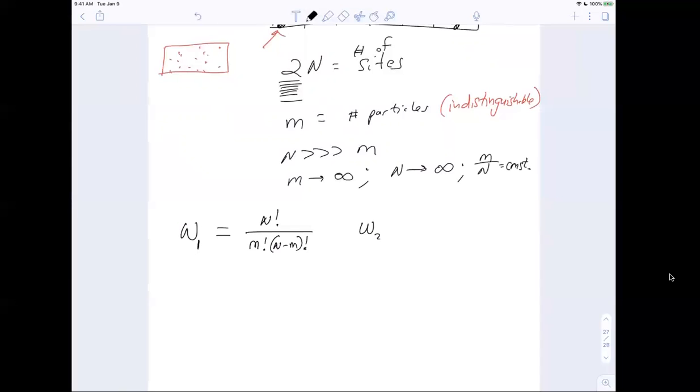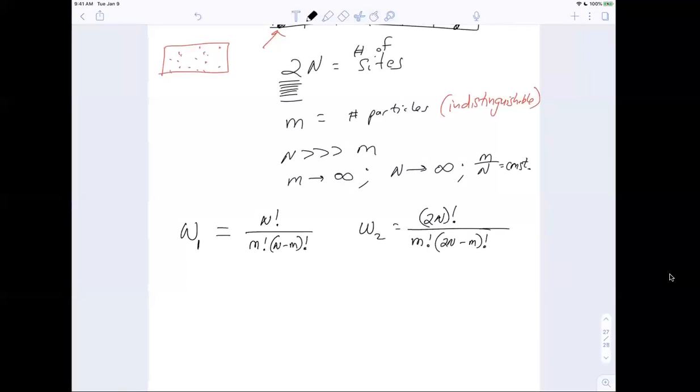For state 2, we have the same thing, but now we have 2n sites. So this is going to be 2n factorial. We still have m particles, so there's going to be an m factorial on the bottom. And we'll have 2n minus little m factorial on the bottom. So these are the ways we can put little m particles into the number of sites that we have in the initial and in the final states. And both of these are equilibrium states.